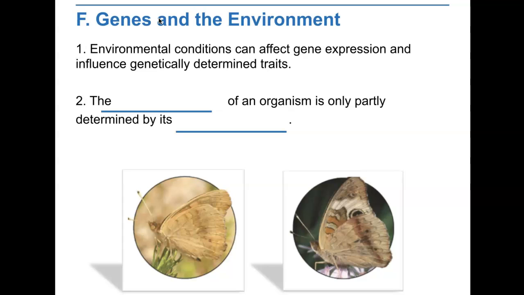The characteristics of any organism, whether plant, fruit fly, or human being, are not determined solely by the genes that the organism inherits. Genes provide a plan for development, but how the plan unfolds also depends on the environment. In other words, the phenotype of an organism is only partly determined by its genotype. Environmental conditions can affect gene expression and influence genetically determined traits. An individual's actual phenotype is influenced by its environment as well as its genes.